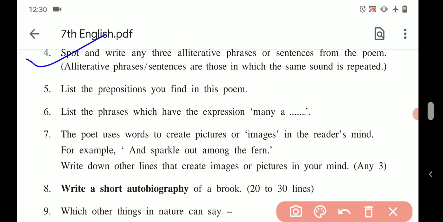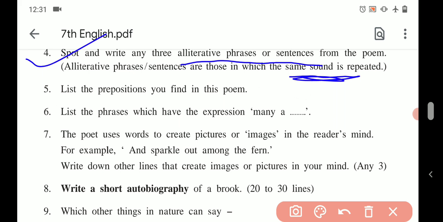Next, fourth activity. Spot and write any three alliterative phrases or sentences from the poem. What is meant by alliterative phrases or sentences? They are the lines or groups of words in which the same sound is repeated. So we have to find examples of such phrases or sentences in this poem. For example, by many a field and fallow. Here in this phrase, field and fallow are two words starting with the letter F, and so the sound f is repeated. So it is an example of alliteration. Here is one more.